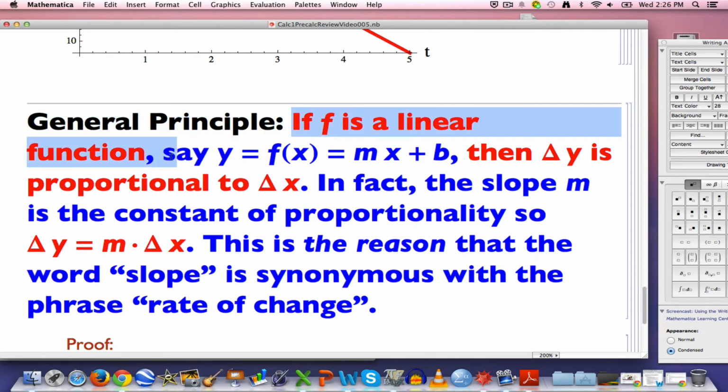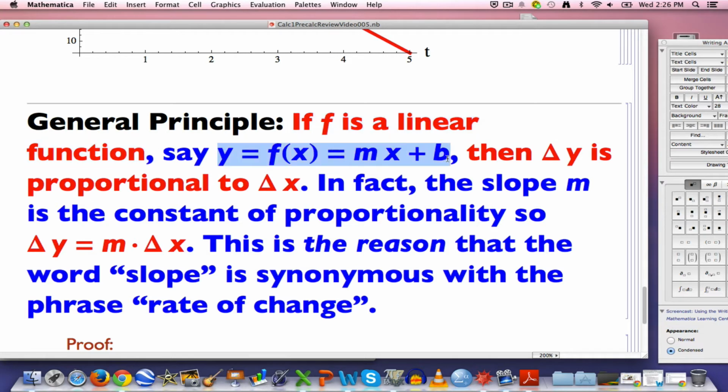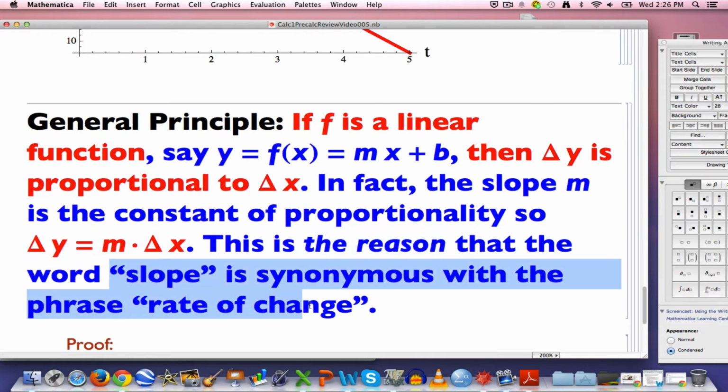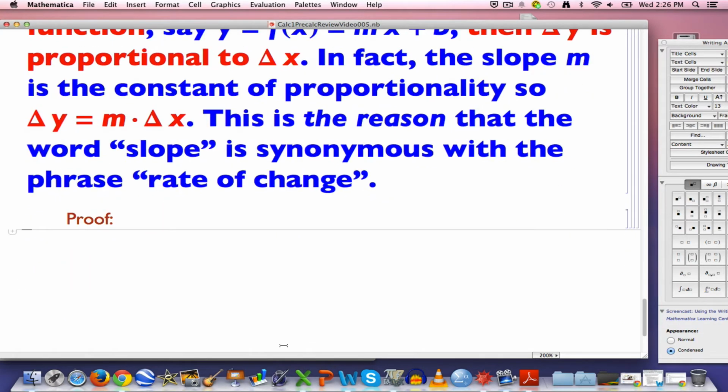We want to assume we've got a linear function and say we even have this particular formula for it. That's what it means for f to be linear in this context. And we want to assume that x is changing by a certain amount, delta x, and show delta y is proportional to delta x. Specifically that this equation is true, and even more specifically, m, the slope, is the constant of proportionality, and that in fact is the reason we say that the slope is synonymous with the phrase rate of change.